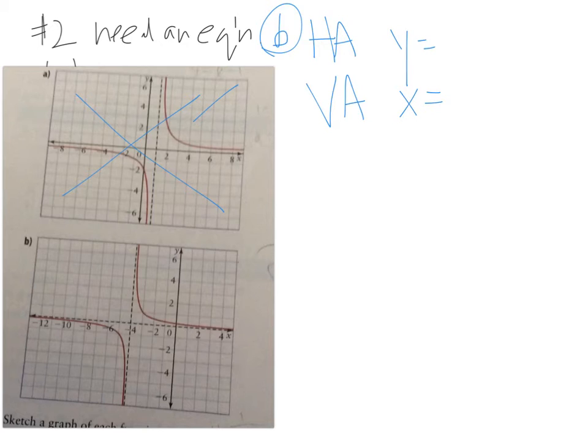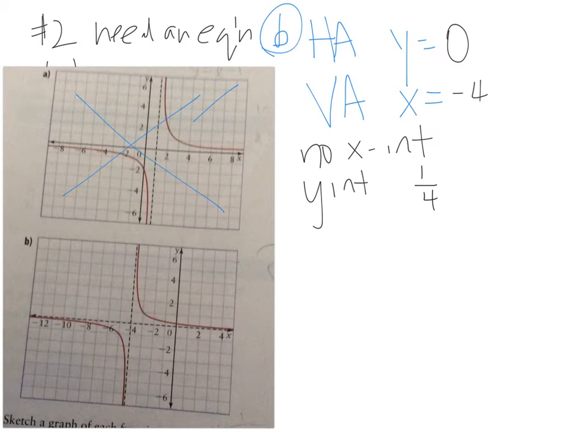Looking at B, the horizontal asymptote is the line that this is going to go along, which again is y equals 0. And then, looking for the vertical asymptote, this dotted line right here at x equals negative 4. Examining this graph, I also see there's no x-intercept again, so we follow this along and it's not going through the x-axis. I also noticed that this branch goes through, well this is 1, so I'm going to say maybe a quarter. So let's try and figure out the equation.